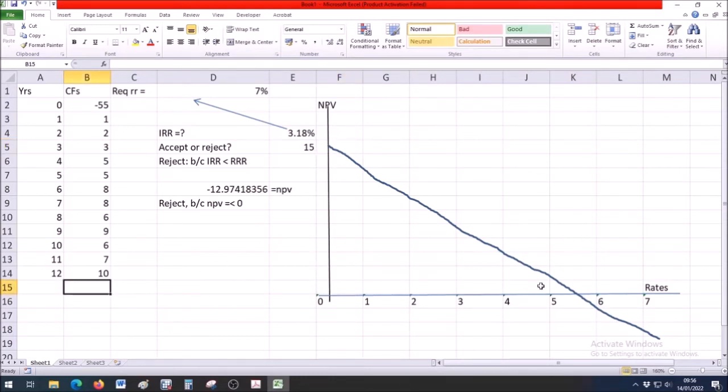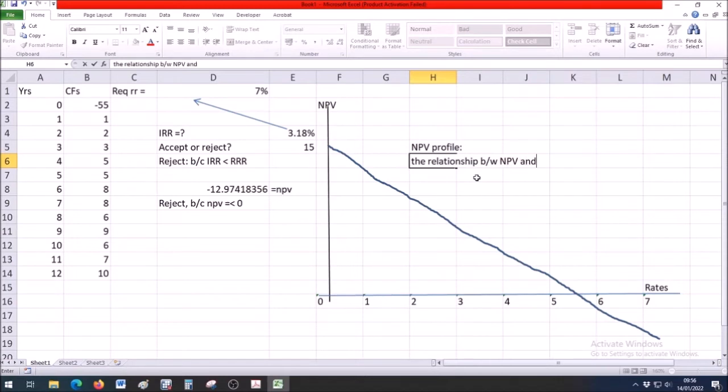So that's what's called NPV profile, which is the relationship between NPV and required rate of return. Okay, of course it's a downward sloping line. As rates increase, NPV drops.